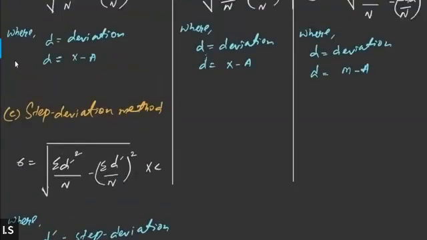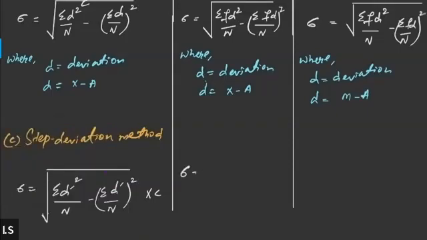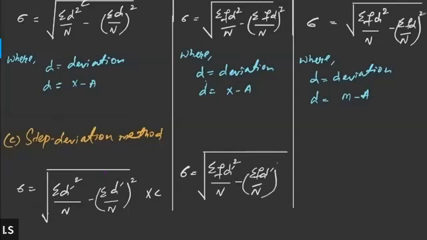Okay, now let's talk about the discrete series. The formula for step deviation in case of discrete series will be standard deviation equals under root sigma f d dash square upon n minus sigma f d dash upon n whole square, and outside the under root, we will multiply it with the common factor. After solving the under root, we will multiply it with the common factor.